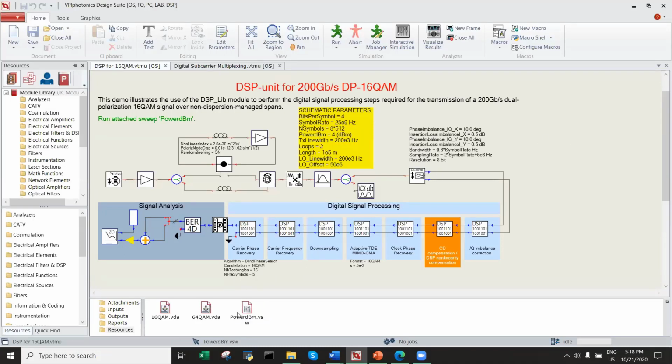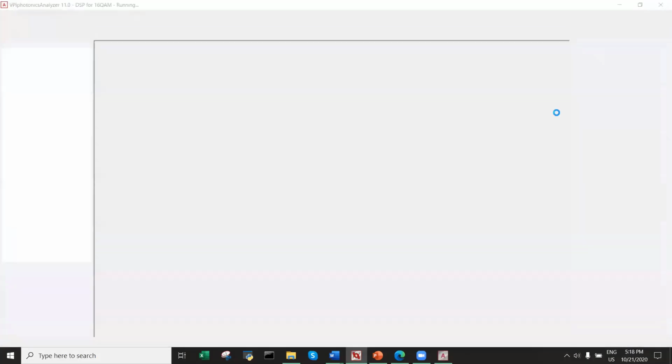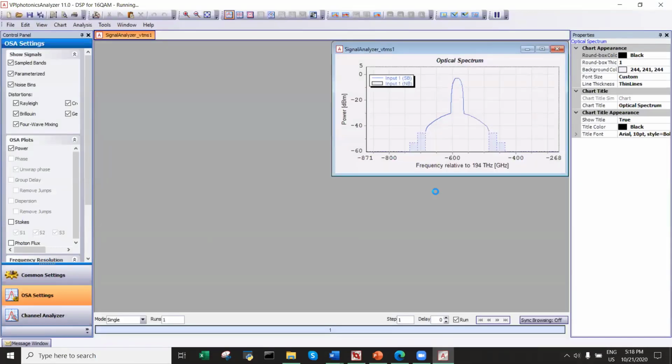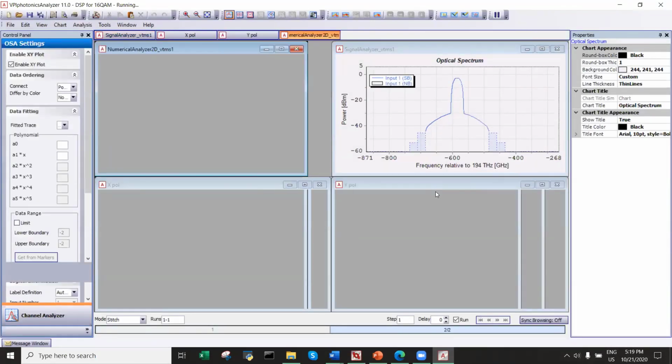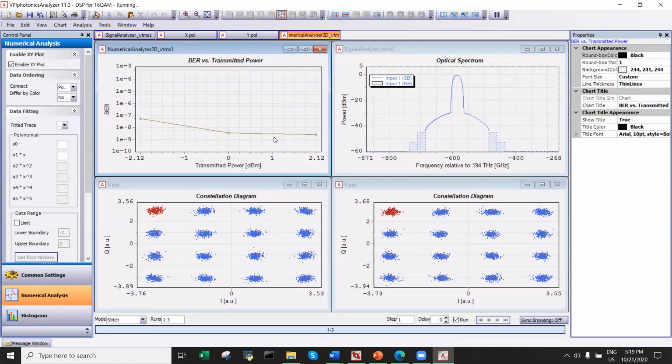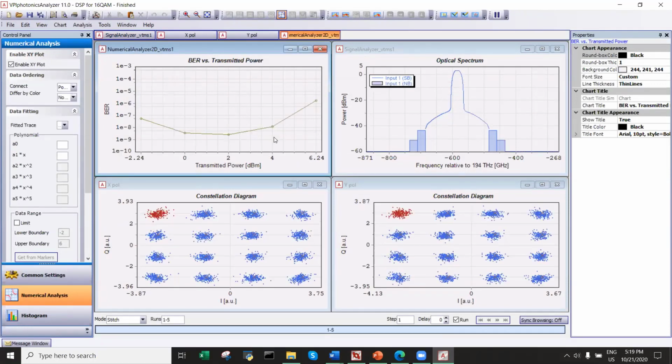So first I will run this sweep, which is essentially the bit error rate versus the transmitted power for average X and Y polarization. And we can clearly see that at low powers, the system is degraded due to the ASE noise from optical amplification. But at higher powers, we are dominated by nonlinearity. So for this case, it is the self-phase modulation.